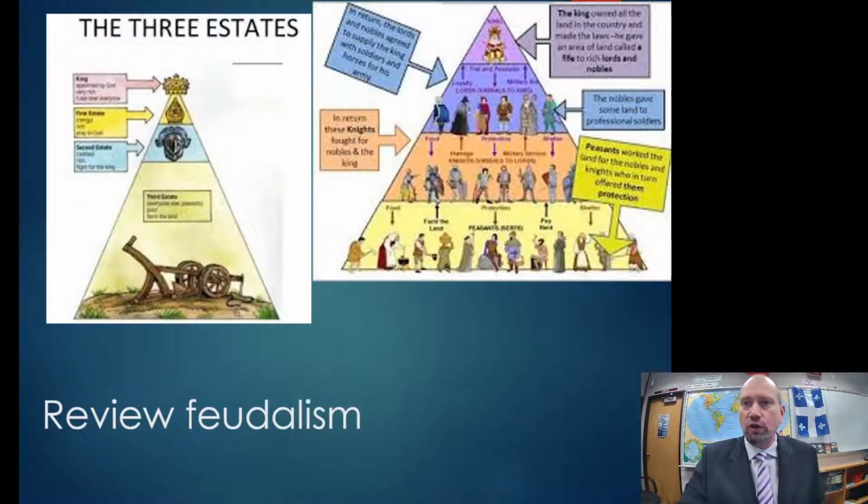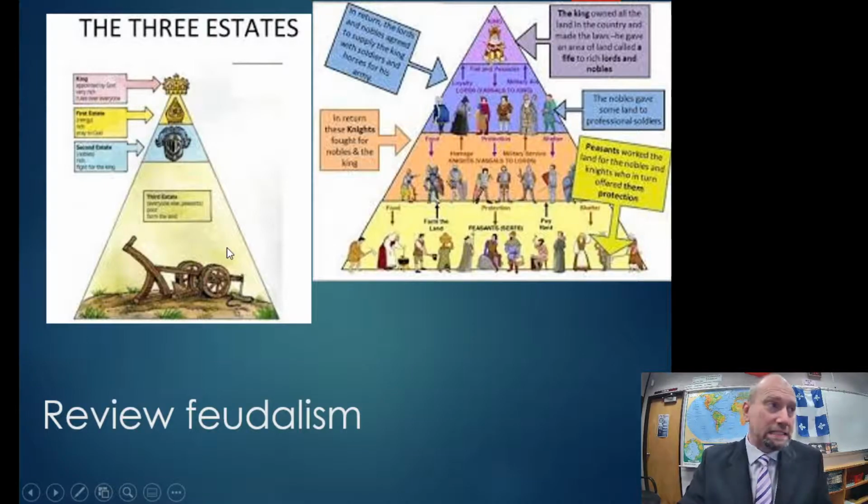Okay, review from grade 8. You learned in grade 8 all about feudalism. Make sure you understand it and see the comparison and connection between the feudal system that you learned about in grade 8 and the 3 estates. The main thing you may have learned about feudalism is that there were nobles and lords on the top, serfs on the bottom, and a middle section of knights and vassals.